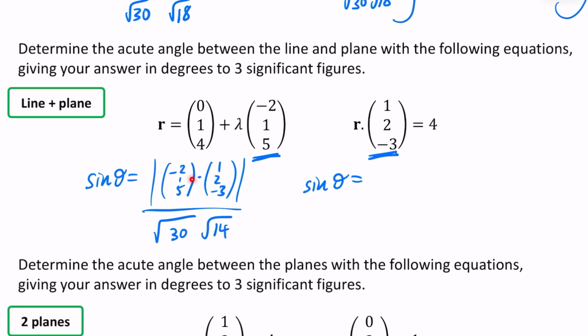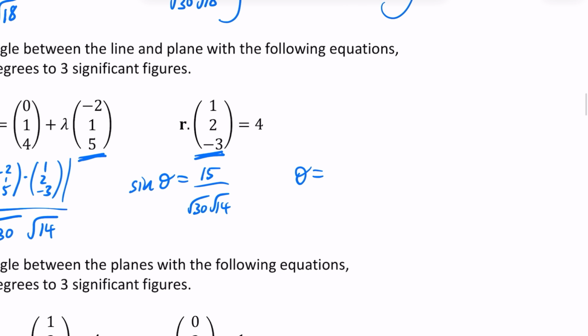So let's do this a bit quicker. That's a -2 and a +2. That cancels. And a -15, but there are modulus signs. So that is just 15. So it's 15 over the root 30 and the root 14. Meaning that when I do the inverse sine for this next stage, 15 over root 30 and root 14, inverse sine the answer, and you get 47.0 degrees to 3 significant figures.